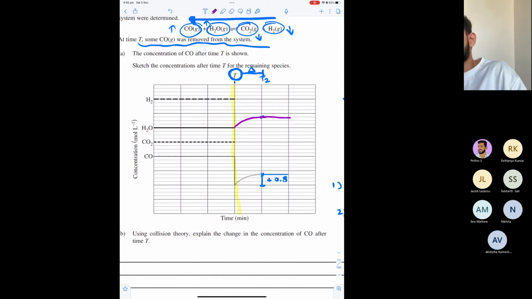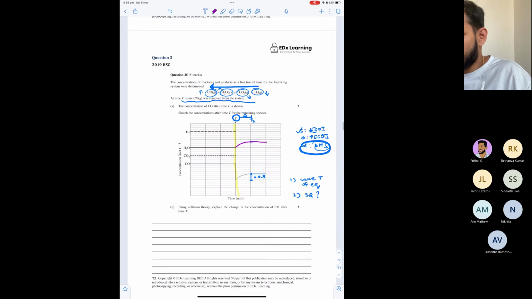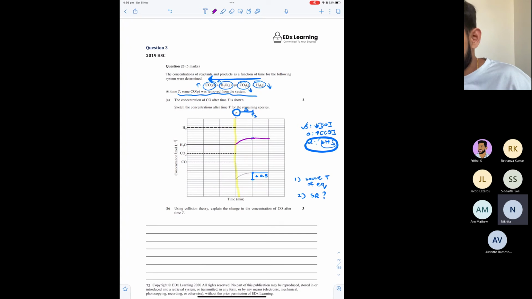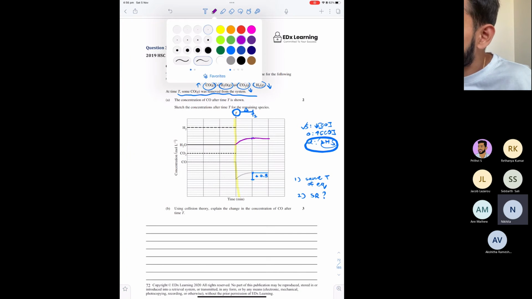Now, what about hydrogen and carbon dioxide? Nikita, what will happen to hydrogen and carbon dioxide in this concentration time graph? They'll both decrease by 0.3. Very good, right? So all I need to do now.